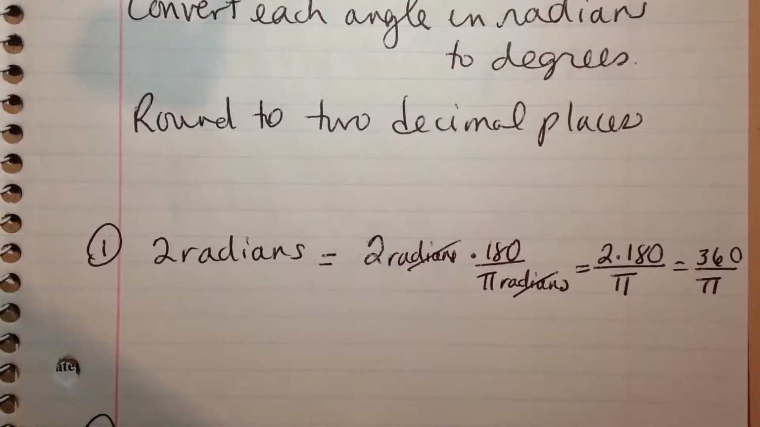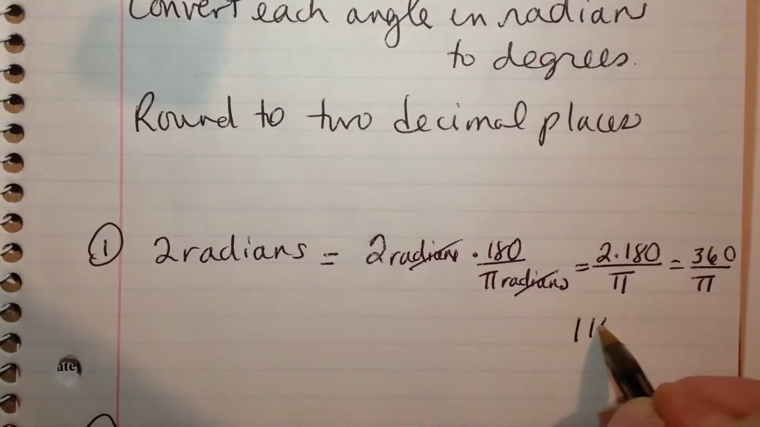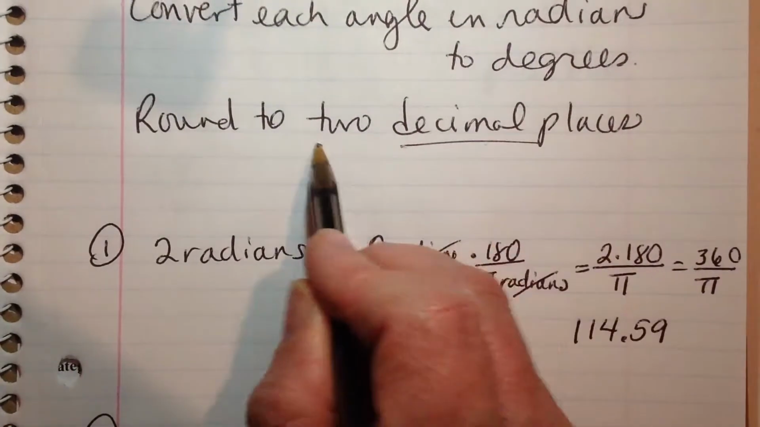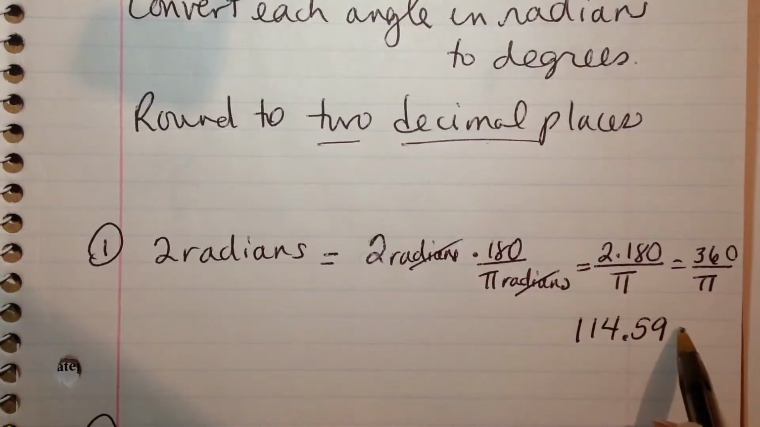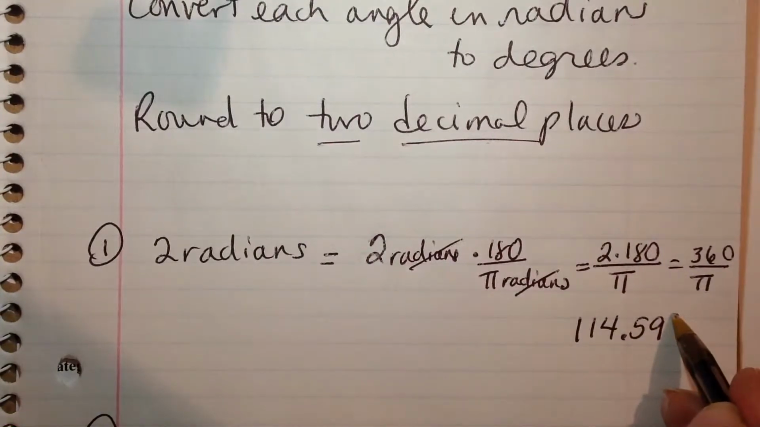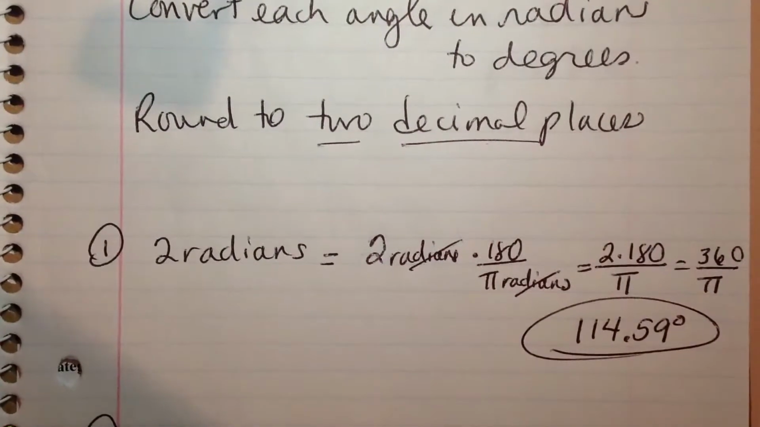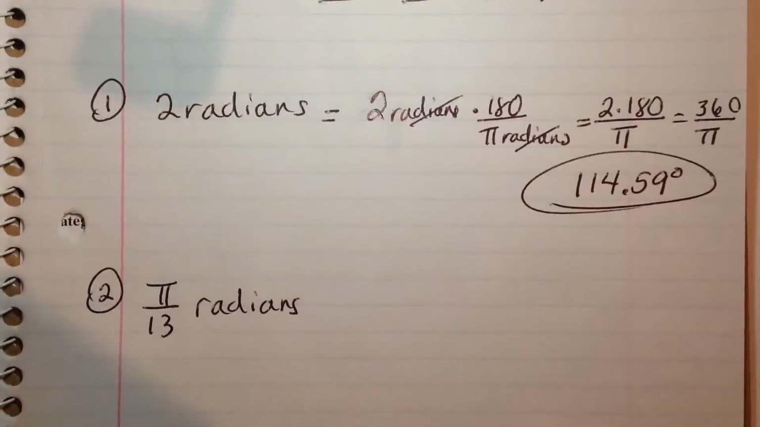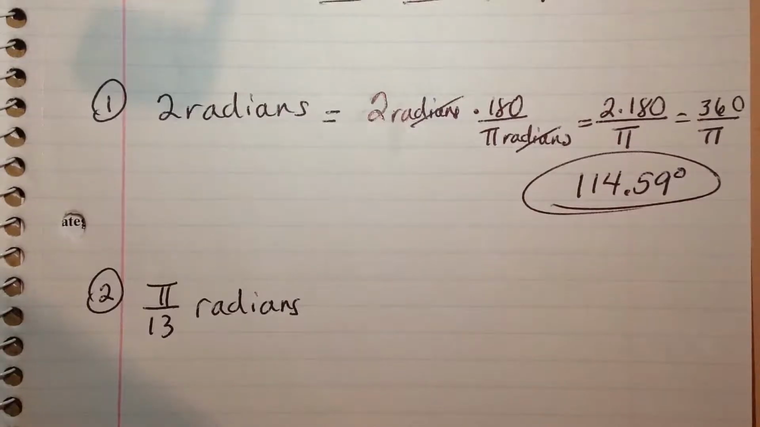So take your calculator and say 360 divided by the pi button, and you get 114.591. Now you're supposed to round it to 2 decimal places, so 0.591 becomes 0.59. So we are changing it to degrees. So my answer would be 114.59 degrees. Next, we have pi divided by 13 radians. Let's convert to degrees and round to 2 decimal places.